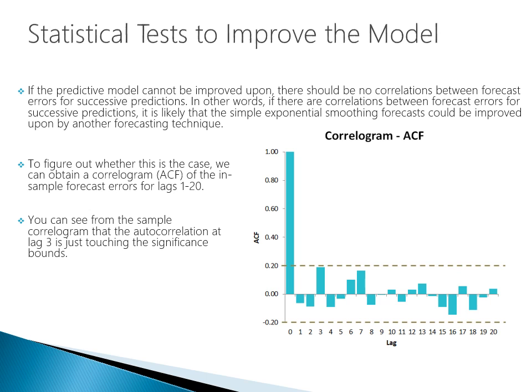We can see from the sample correlogram that the autocorrelation at lag 3 is just touching the significant bounds. So these significant bounds, these dotted lines, we're looking for breaches that are crossing that threshold. And in this example, we see that it breaches, or gets very close, right at lag 3.